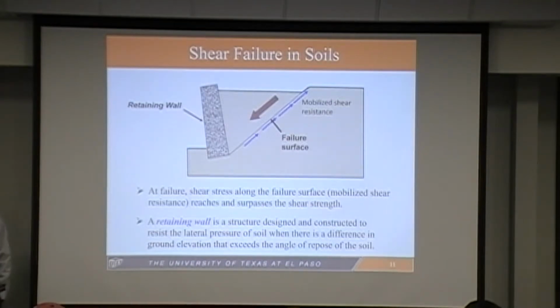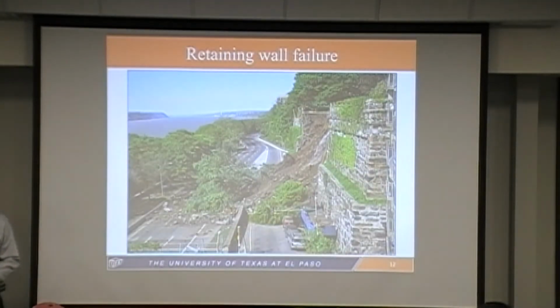All right, this would be the definition of the failure surface that we have for the case of a retaining structure. You can see the definition of the retaining structure as we talked about. A retaining wall is a structure designed and constructed to resist the lateral pressure of soil when there is a difference in the ground elevation, right? So this is a general concept that we have, and the reason that we need to know about the shear strength of the soil. This is a failure of the retaining structure.